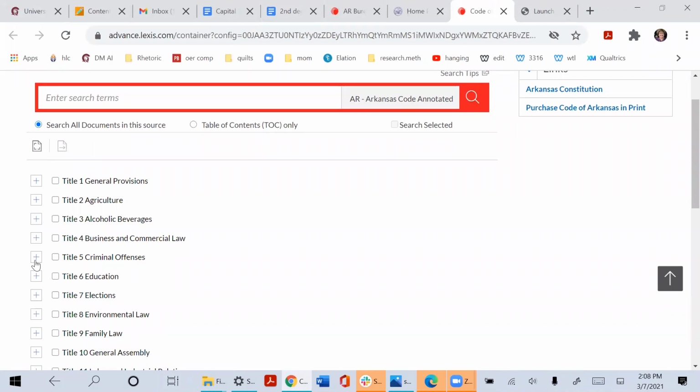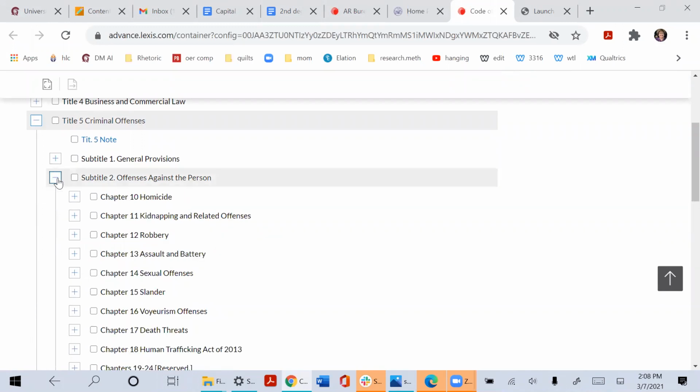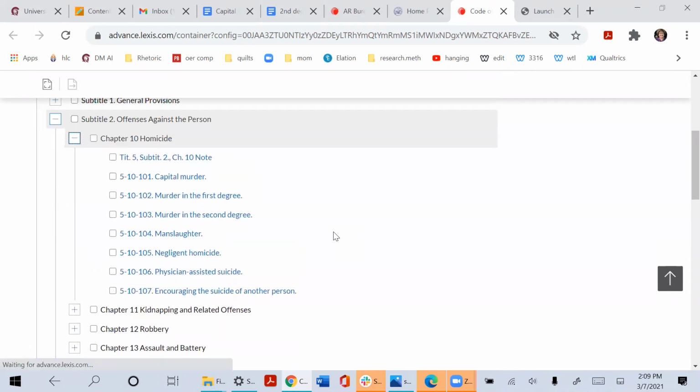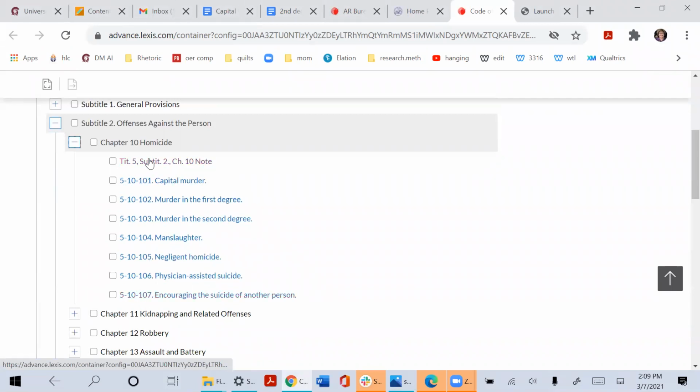Murder is a criminal offense, so we look for Title V. It is an offense against the person, so we click on subtitle 2, and then it is in chapter 10, so we click on that. Notice the way that Arkansas labels the statutes. It is in Title V for criminal offenses, so all the statutes start with 5. It is in Chapter 10, which is homicide, and the second number in the statute is Chapter 10. And then each one of these has a subsection.